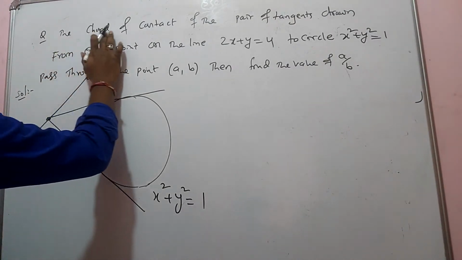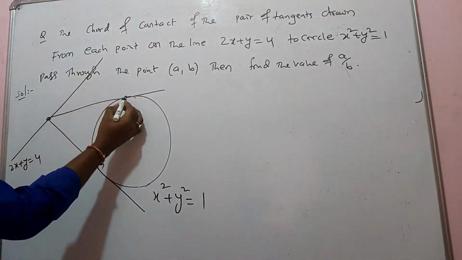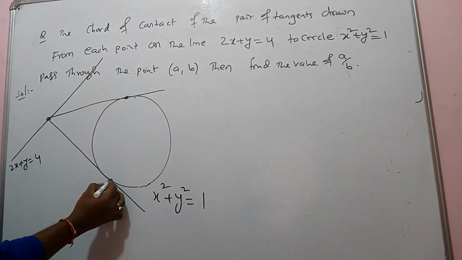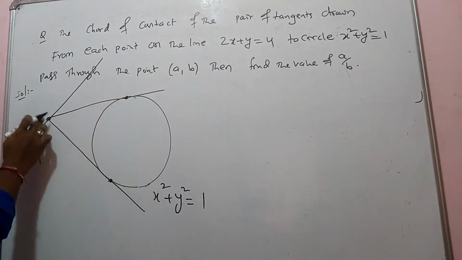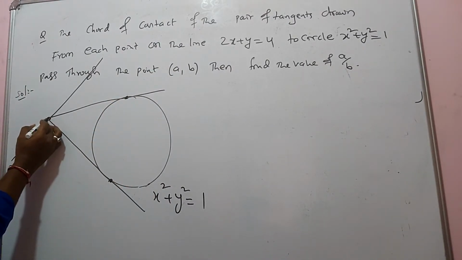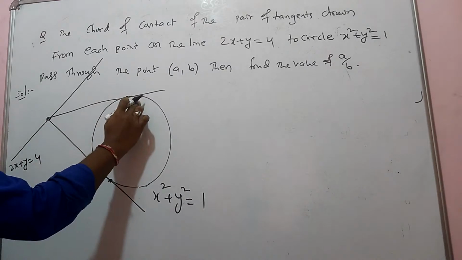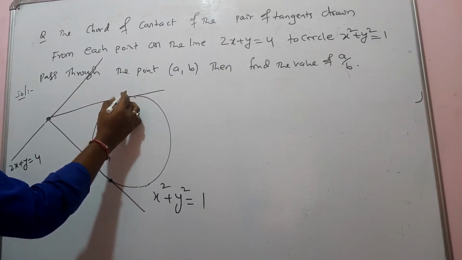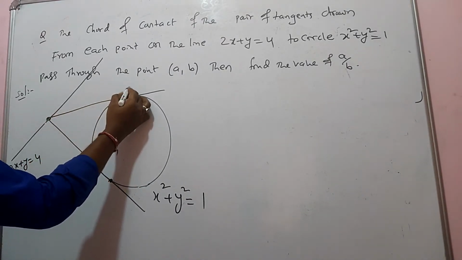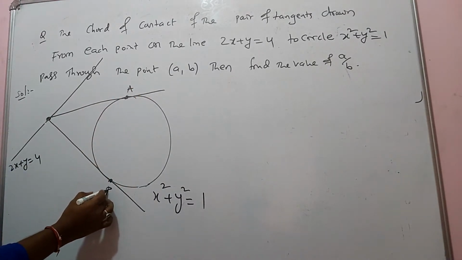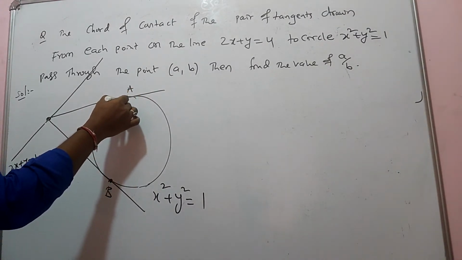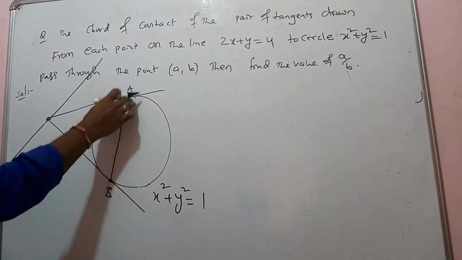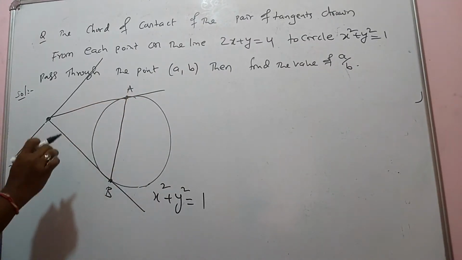See, listen here. The chord of contact means this is the chord of contact. You know, already explained. These are the two tangents from this external point. This is a tangent meeting the circle at a point, and this is the tangent meeting the circle at another point. And if you join this AB, this is called the chord of contact.